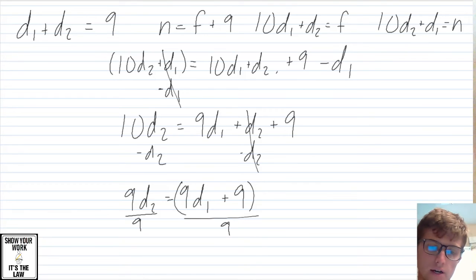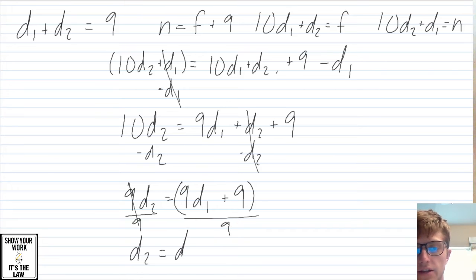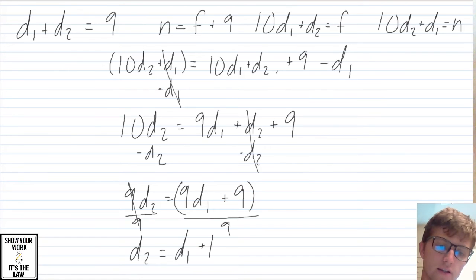These things cancel. We're left with d2. And then over here, remember, our division works just like distribution of a multiplication. We have to do it to both things. So 9d1 divided by 9, these cancel. We're left with d1. And then we got to do it to the other 9. 9 divided by 9 over here gives us 1. So look at that. That's not so bad. We got d2 equals d1 plus 1.